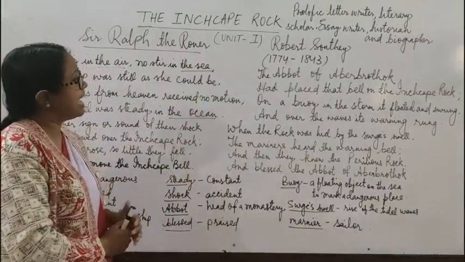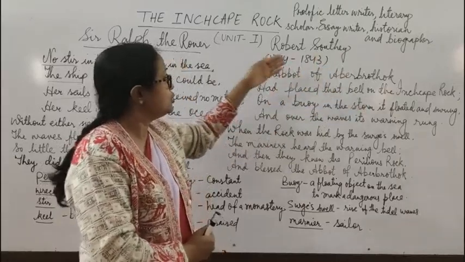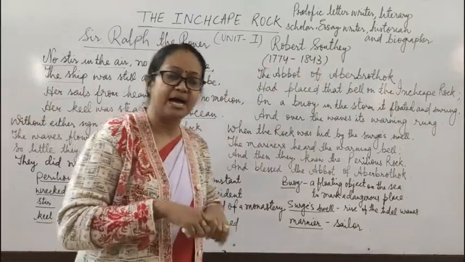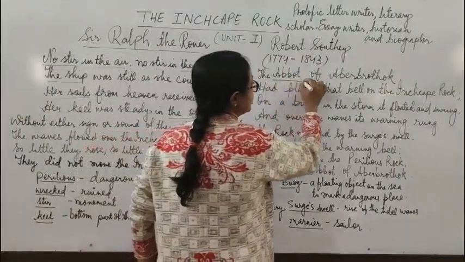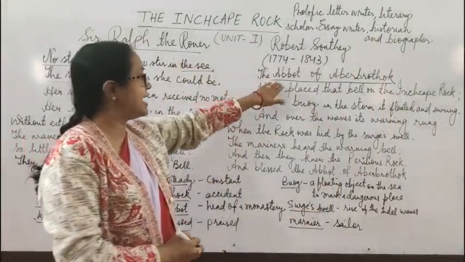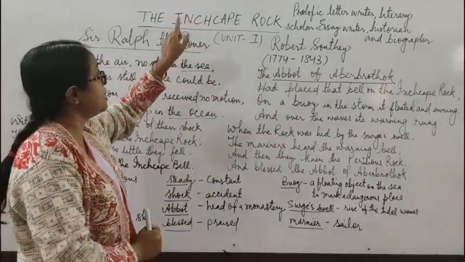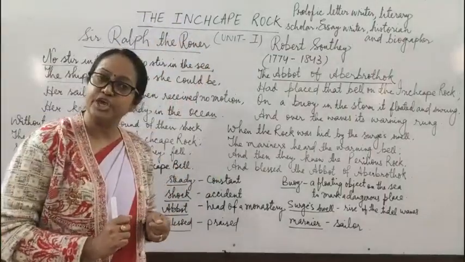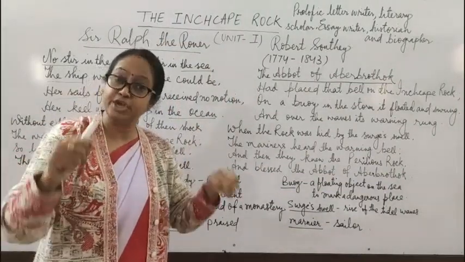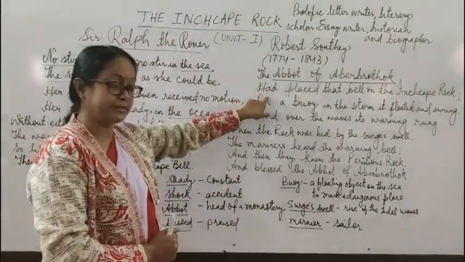The Abbot of Aberbrothok had placed that bell on the Inchcape rock. So who had placed the bell? Who had tied it? The Abbot of Aberbrothok. He had tied this Inchcape bell. And where had he tied it? On the Inchcape rock, on the peak of the Inchcape rock. He had placed that bell on the Inchcape rock.